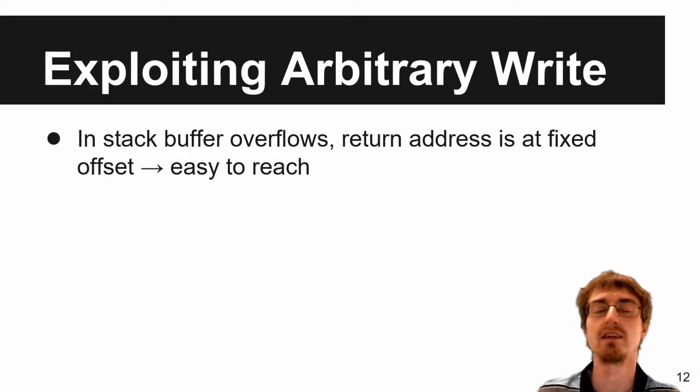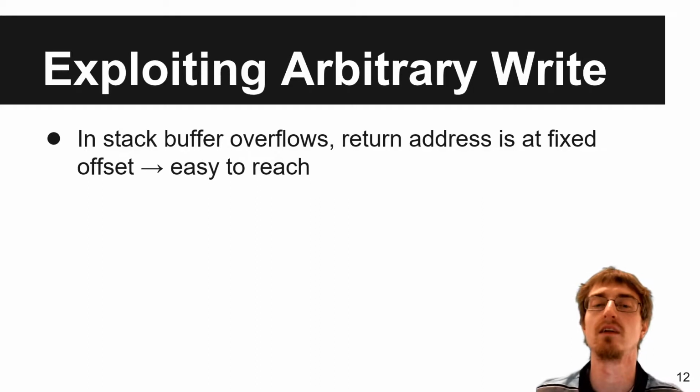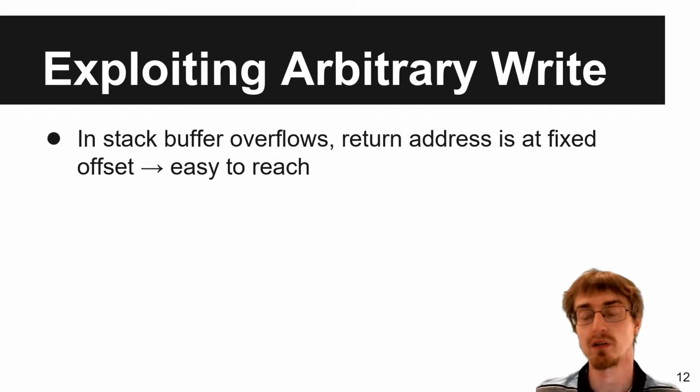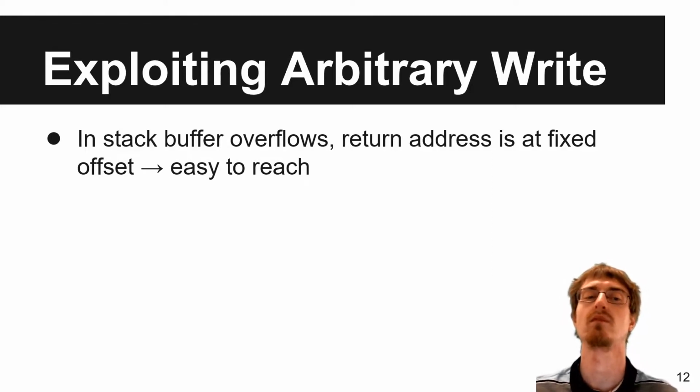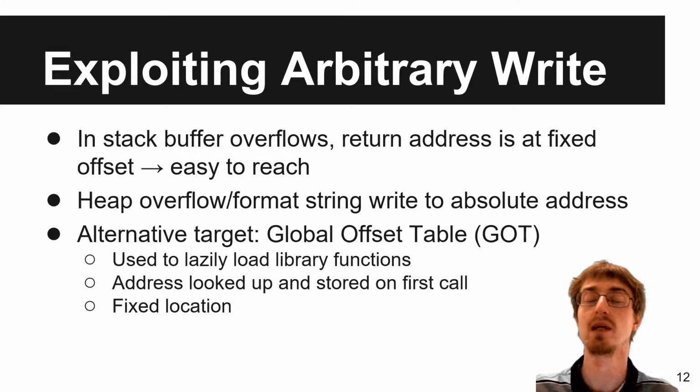However, it's still not easy to get to the return address, right? So in stack buffer overflows, the return address is at a fixed offset and is very easy to reach. In this case, we have to specify a pointer to it, and in a changing environment, that might not be easy at all. Are there easier ways to exploit an arbitrary write? Yes, there are. So we want to write to an absolute address and still be able to hijack control.